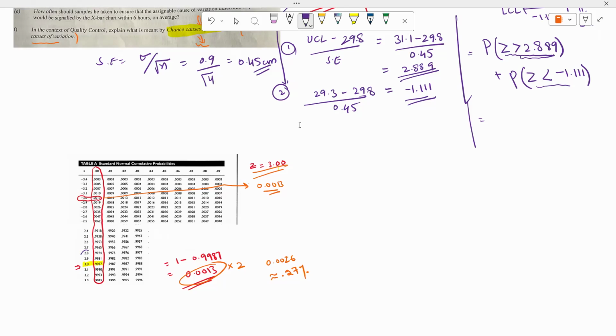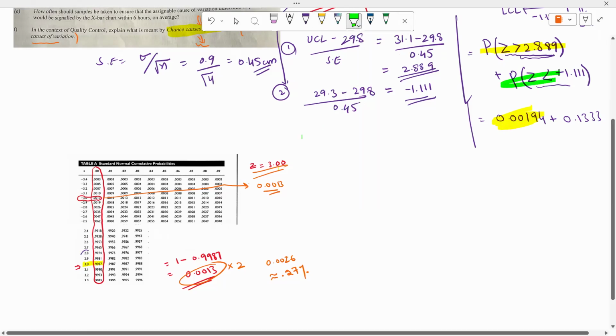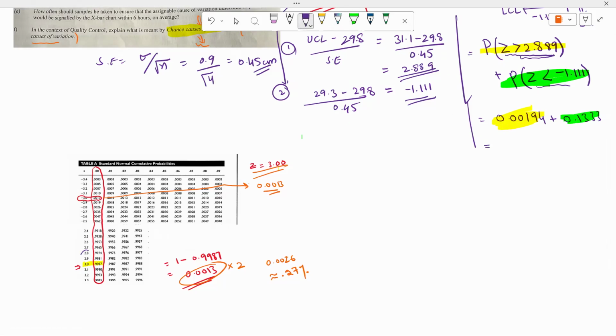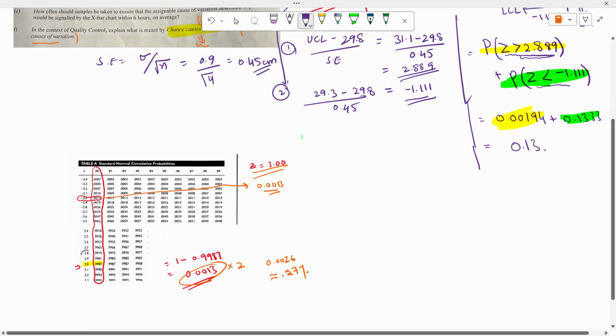So for this, the probability for the UCL is 0.00194, plus for the LCL, it is 0.1333. So this is coming from the UCL. And for the LCL, this is the probability. And you will add those up to get the complete probability. And that would be 0.1352 by adding these numbers.